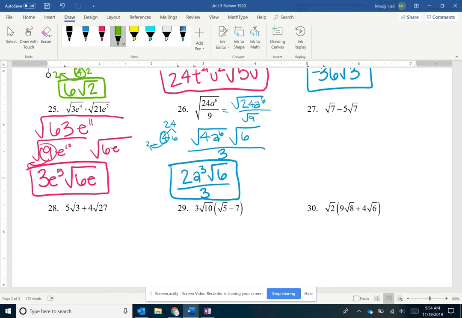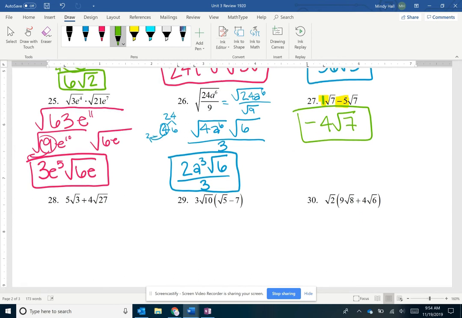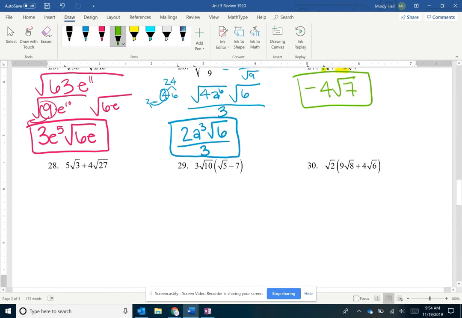So for number 27, we are just subtracting. And since what is inside of the radicals is the same, you know you just have to add or subtract the numbers in the front. So in this case, we would have 1 minus 5. 1 minus 5 is negative 4. So this would be negative 4 square root of 7. The end.